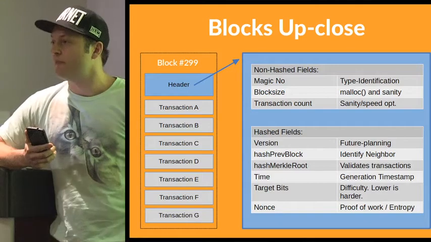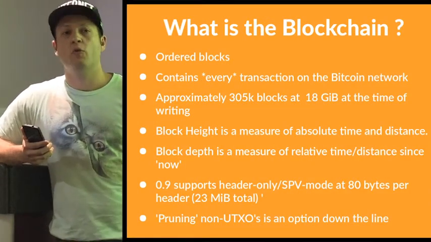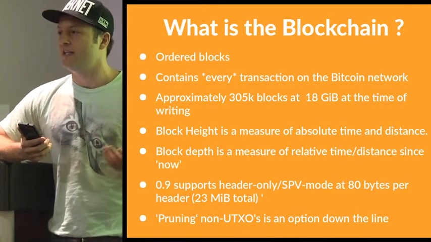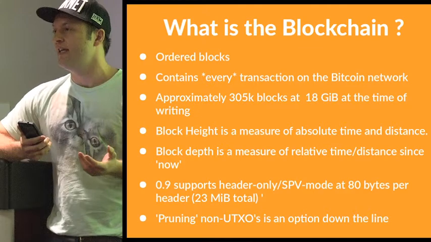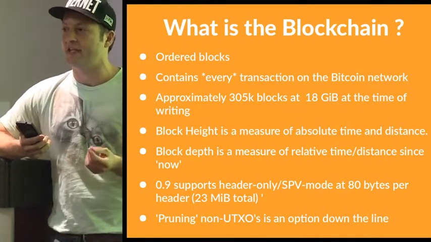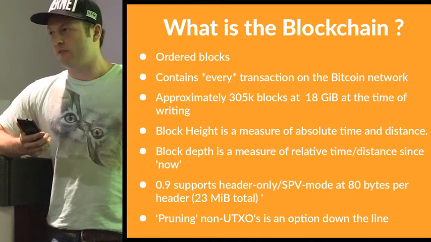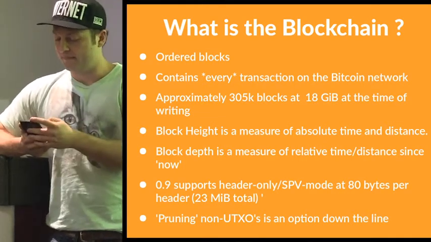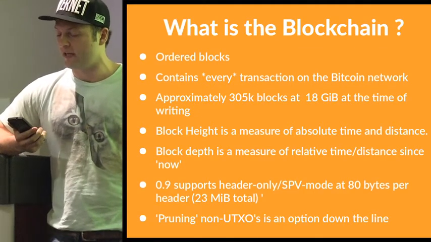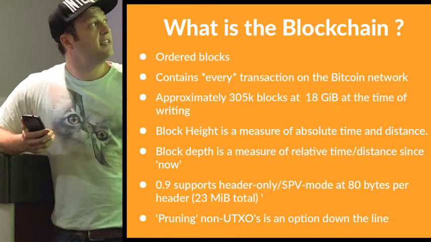And then let's talk about what the blockchain is. The blockchain is an ordering of blocks, which if you all have seen any ledger ever, you'll notice that there's a chronological order to all transactions. And that is precisely the function that's being performed in the blockchain: we've ordered transactions. They're not ordered within the blocks per se, but they're ordered relative to the other blocks, which is very close. The blockchain, as I said, contains every transaction that's ever occurred on the network. Currently, we have about 305,000 blocks, 18 gigabytes worth of data.